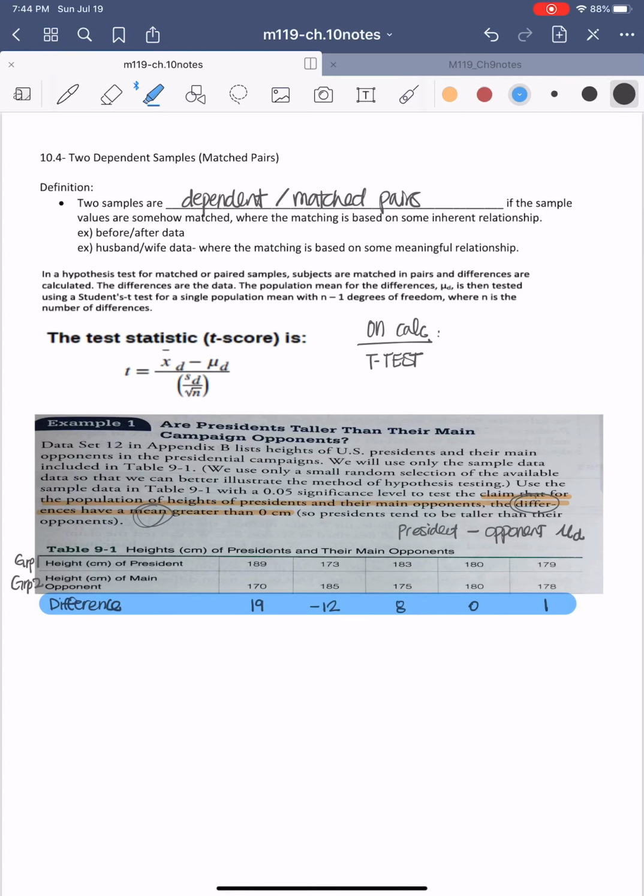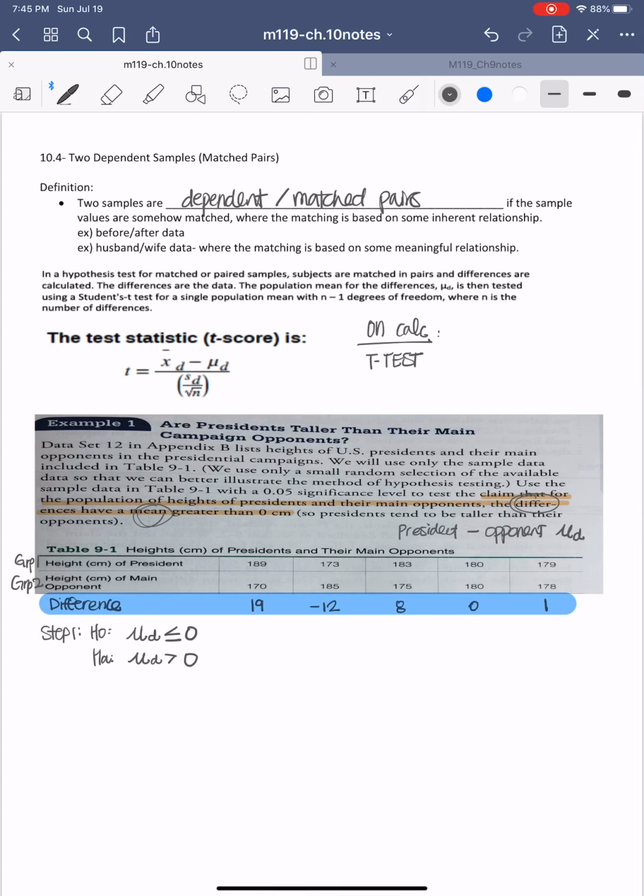Okay, so we'll deal with these numbers. So let's do a hypothesis test. Step 1, null and alternative hypothesis. Now, look at what I underlined or highlighted in orange. Mean of the difference greater than 0 centimeter. That's your alternative hypothesis. Mean of the difference greater than 0 centimeter. So your null hypothesis will be mean less than or equal to 0.